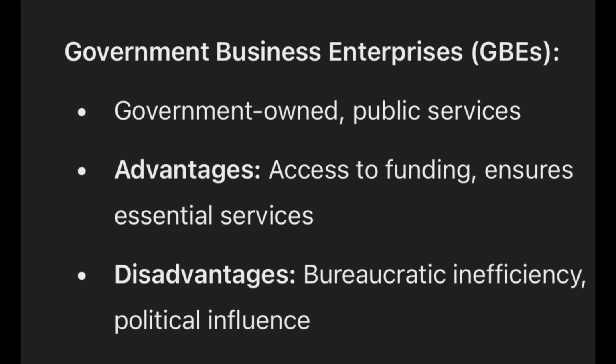So to sum up, the type of business structure you choose affects everything from ownership and control to liability and financial management. Whether it's a sole trader, partnership, private limited company or public listed company, or a social enterprise or a GBE, each has its own unique advantages and challenges. Understanding these differences is key to making informed decisions in business management.